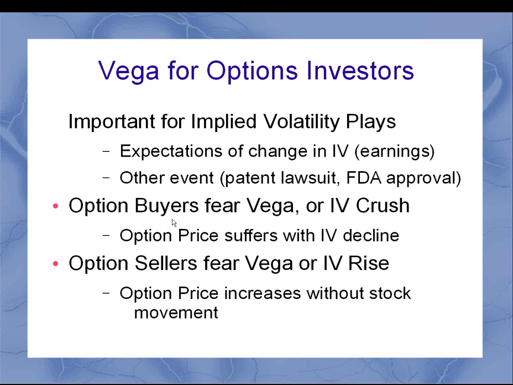Well, option buyers, if you're doing long straddles, long strangles, or just buying calls or buying puts, you fear the Vega or the implied volatility crush. What that means is that if we buy into an option with high implied volatility, and then without the stock even moving, our volatility, let's say, drops from 0.60 or 60% down to 0.30 or 30%, we're going to see a massive decay in our option premium, our extrinsic value, without the stock even moving. And that's going to come back to haunt us as option buyers. And option sellers will fear a Vega rise.